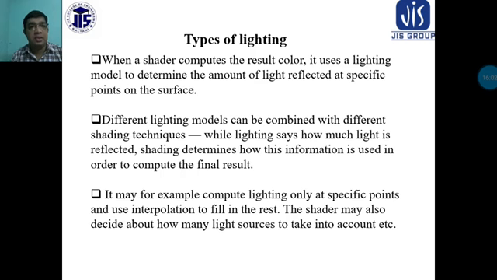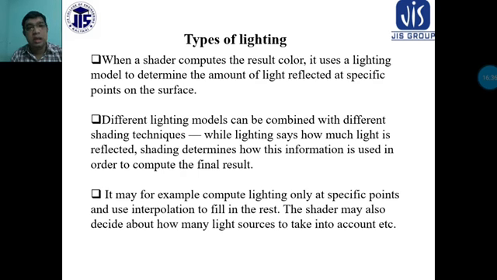Now the types of lighting, how many types of lighting there are in the settings. When a shader computes the resulting color, it uses a lighting model to determine the amount of light reflected at specific points on the surface.